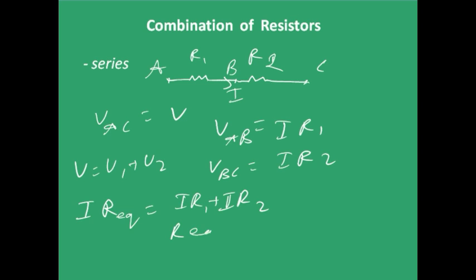This gives me the formula: equivalent resistance is equal to R1 plus R2 in this case, where there are two resistors. Similarly, if you have n resistors connected in series, then your formula will be R1 plus R2 plus R3 till Rn.